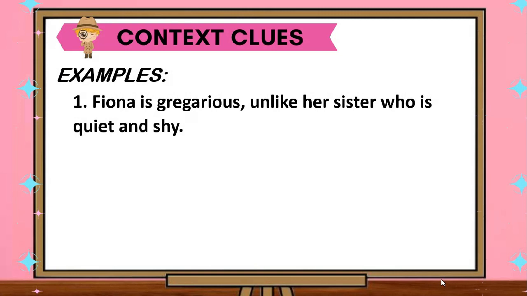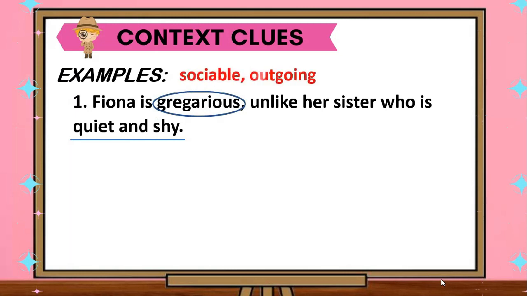Fiona is gregarious, unlike her sister, who is quiet and shy. What word in this sentence is unfamiliar to you? Gregarious. In this sentence, through the signal word unlike, we could determine that the context clues quiet and shy contrast or oppose the meaning of an unfamiliar word. If quiet and shy are opposite of gregarious, we may conclude that the meaning of gregarious is sociable or outgoing.